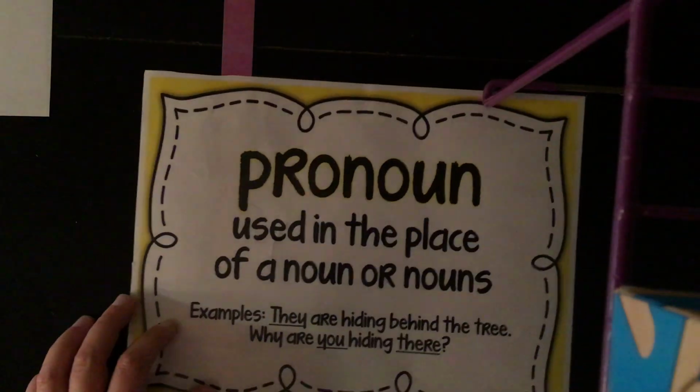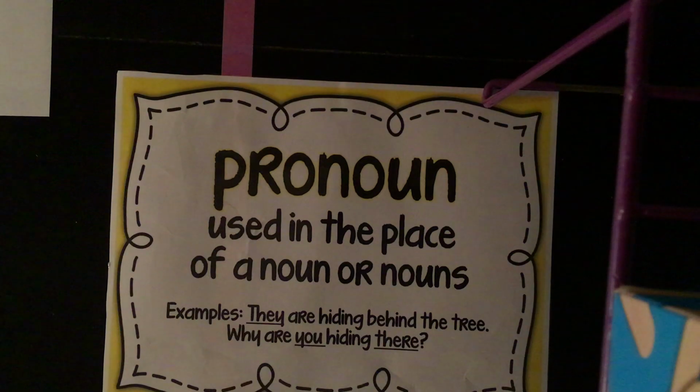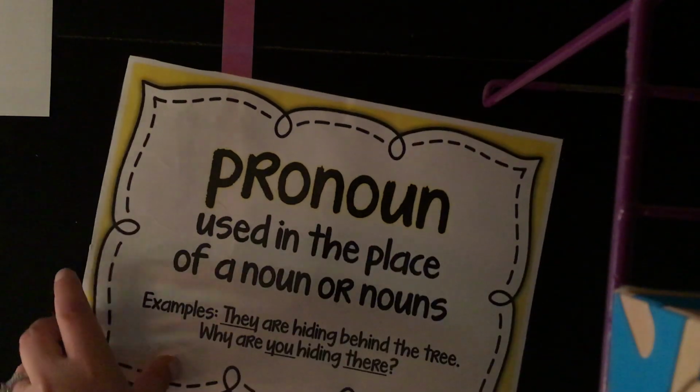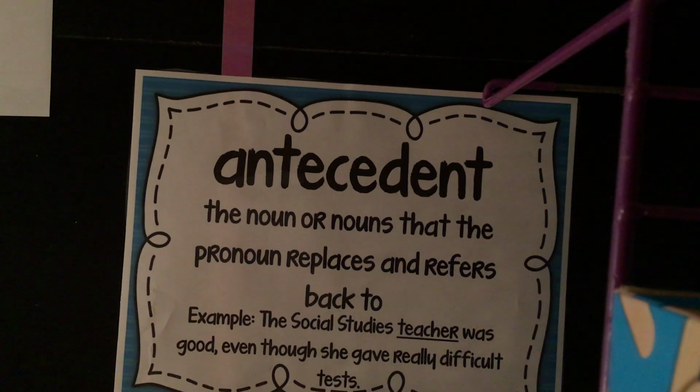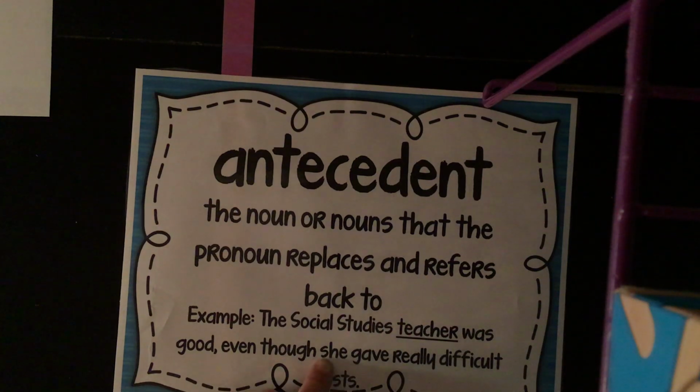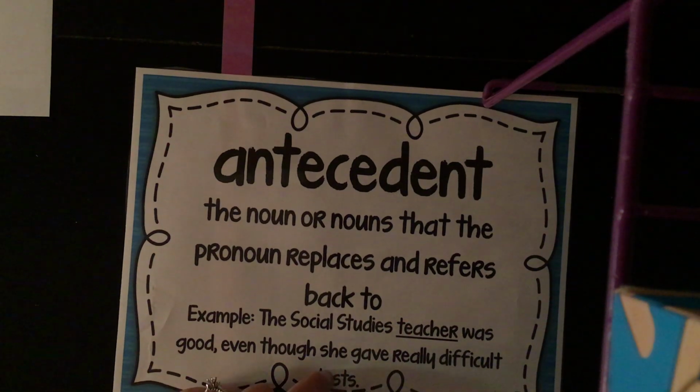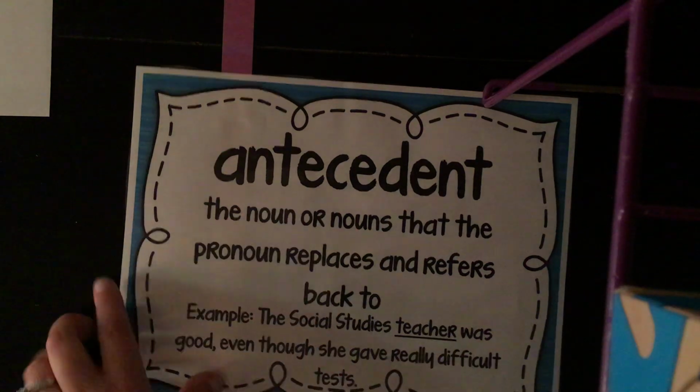We have a pronoun, just a normal pronoun, used in place of a noun or nouns. They, you, their are all types of pronouns. An antecedent, okay? The noun or nouns that the pronoun replaces and refers back to. The social studies teacher was good, even though she gave really difficult tests. The teacher, the pronoun is she, but what it refers back to is teacher. That is our antecedent.